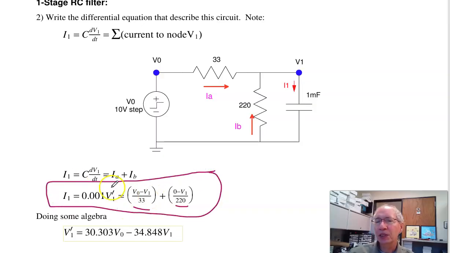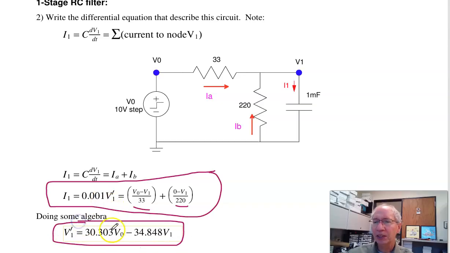And I'm using prime notation. Prime means derivative, just a little bit easier to write. Do some algebra, solve for the derivative. This is the differential equation that describes that circuit.